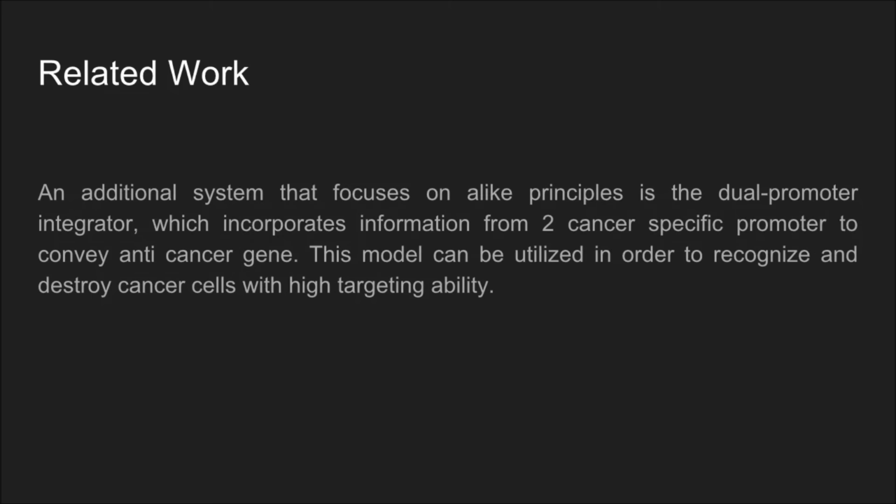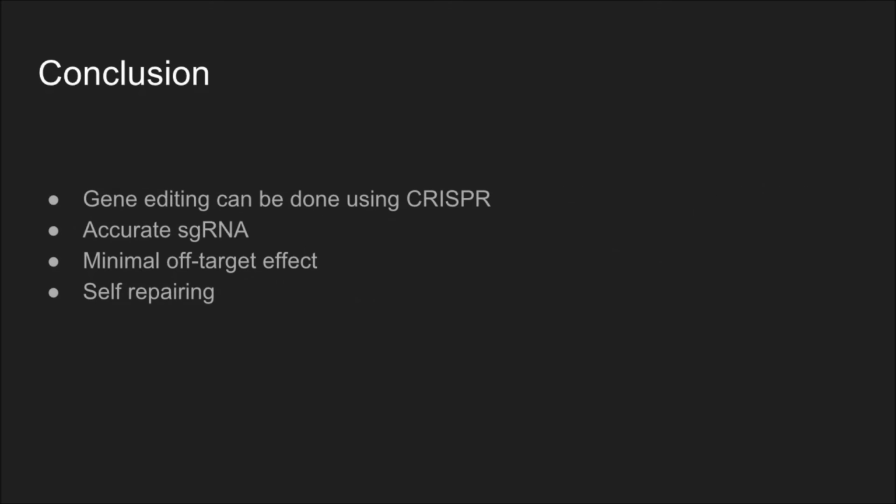An additional system that focuses on alike principles is the dual promoter integrator, which incorporates information from 2 cancer-specific promoters to convey an anti-cancer gene. This model can be utilized to recognize and destroy cancer cells with high targetability.